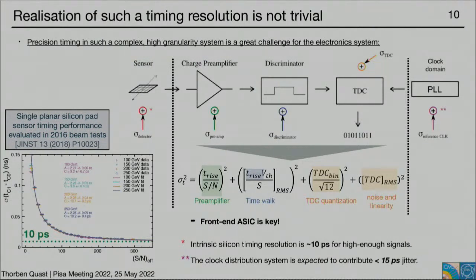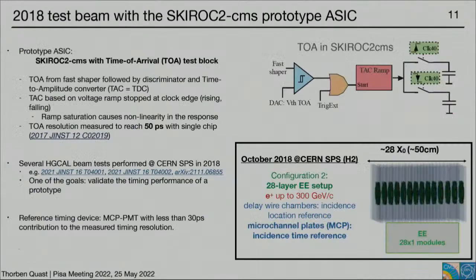And maybe in 10 years from now, there will be another person who can talk to you about how this was actually controlled and how this was calibrated in the final system. What I can tell you today is how we did this in the test beam by now 4 years ago, so 1 year before Corona.